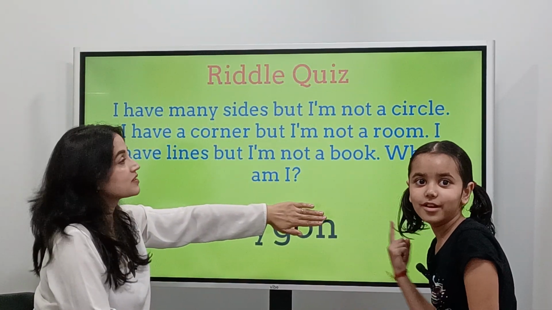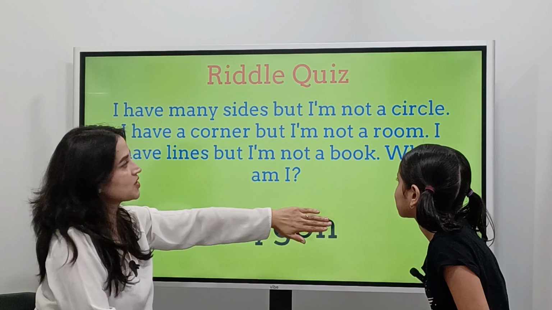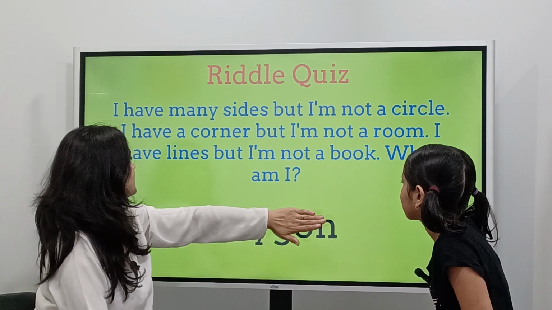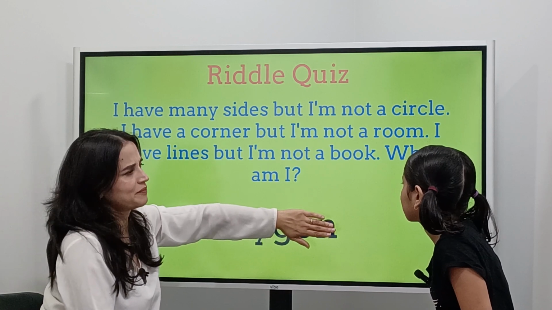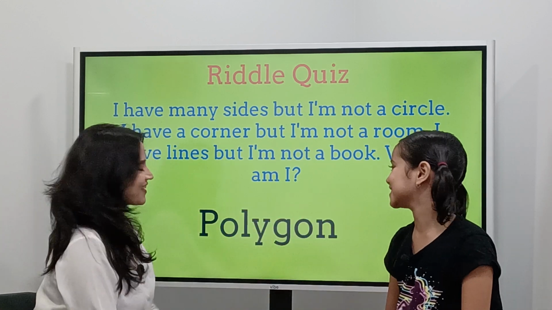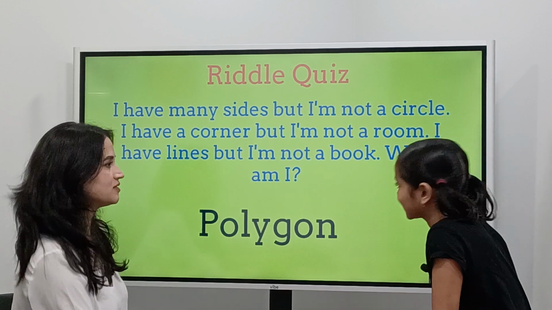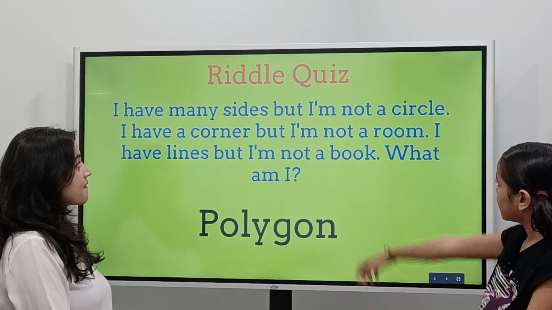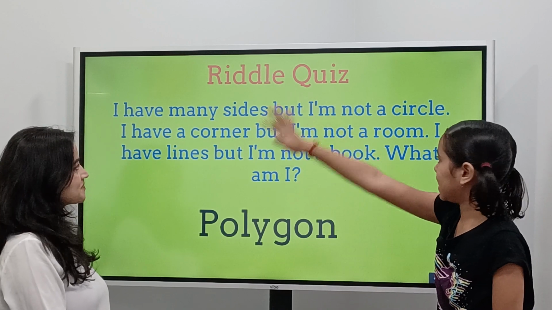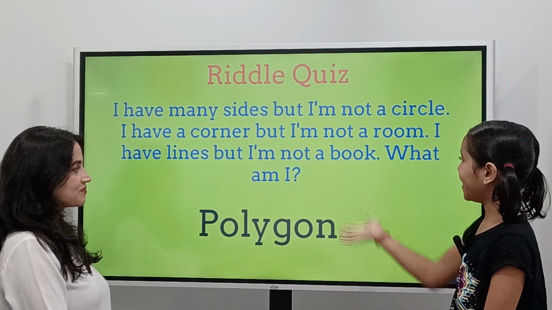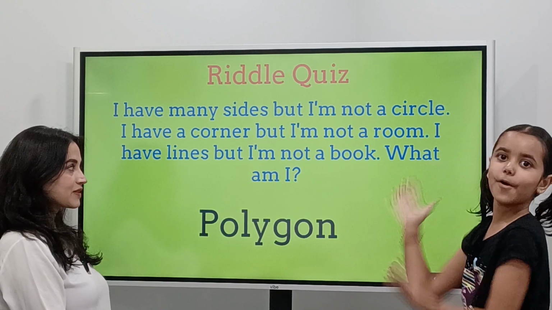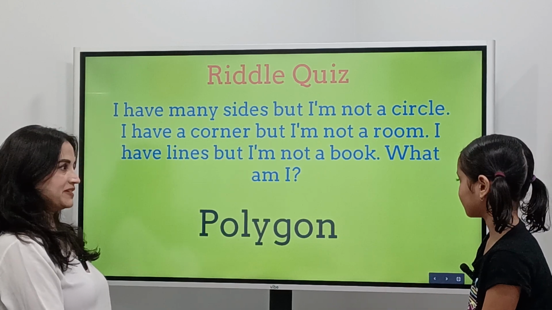Okay, so quiz. This is one. I have many sides, but I'm not a circle. I have a corner, but I'm not a room. I have lines, but I'm not a book. What am I? Polygon. Are you sure? Yes, you're right. Why is it polygon? Because it has many sides, but I'm not a circle. That's a straight line. And I have corners, but I'm not a room. And it has lines, but I'm not a book. What am I? A polygon. Good.